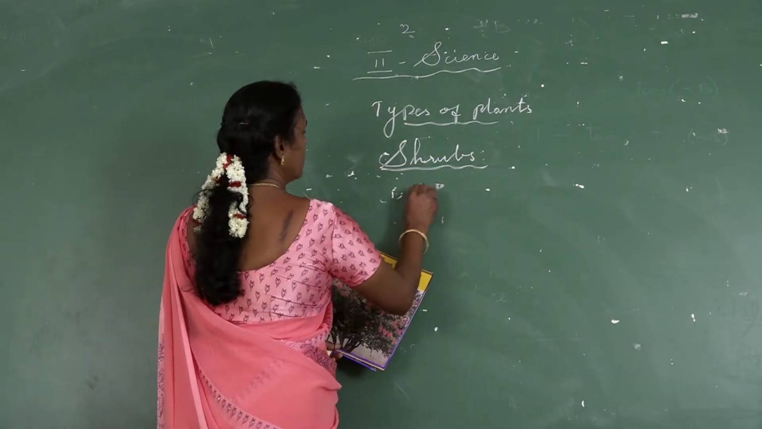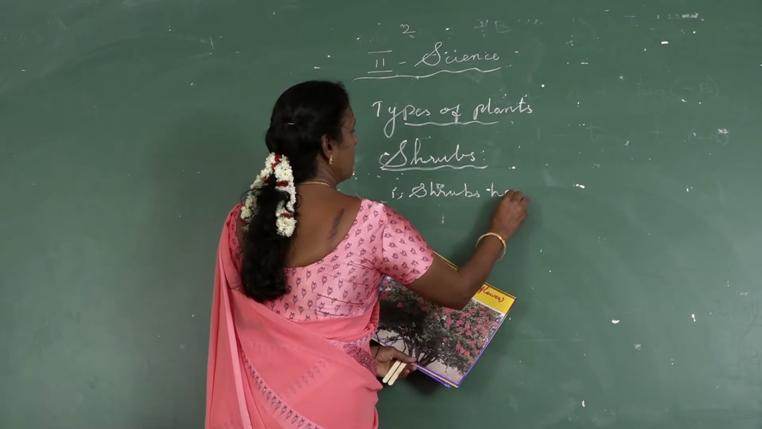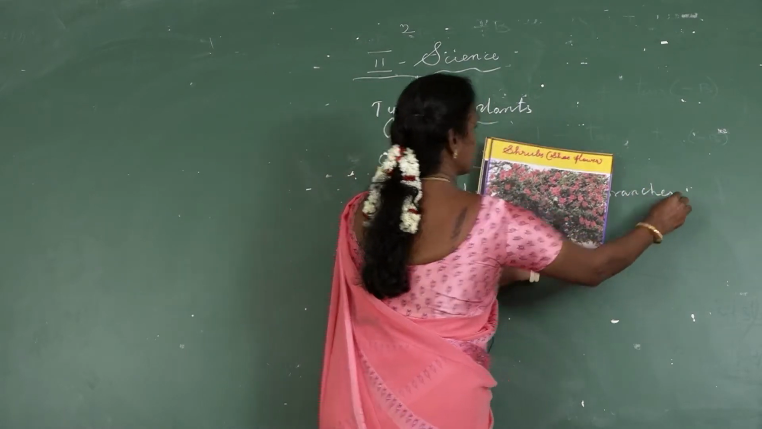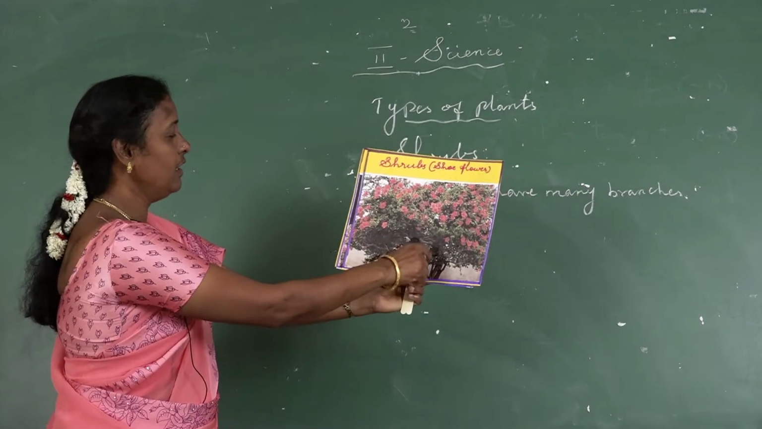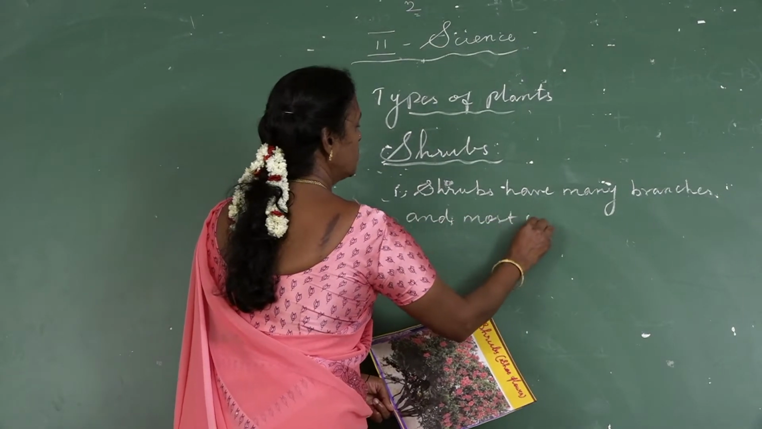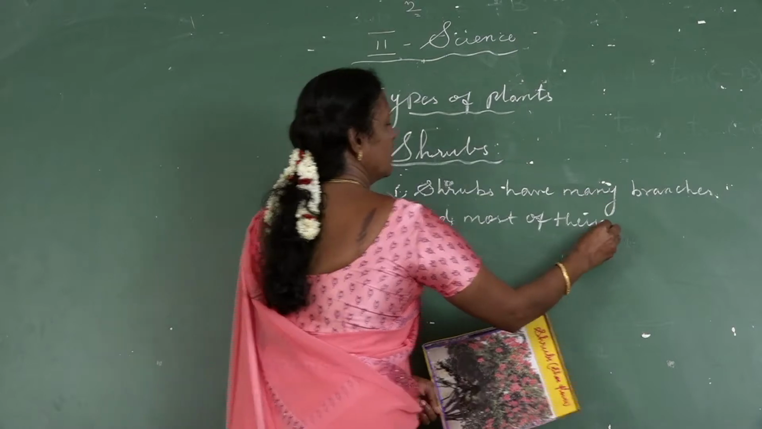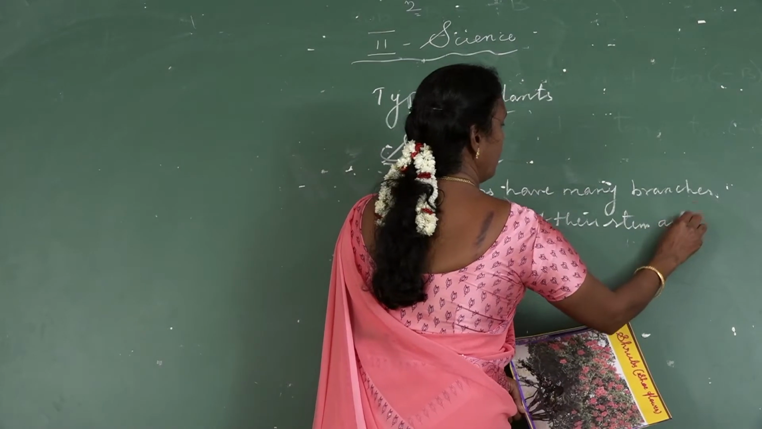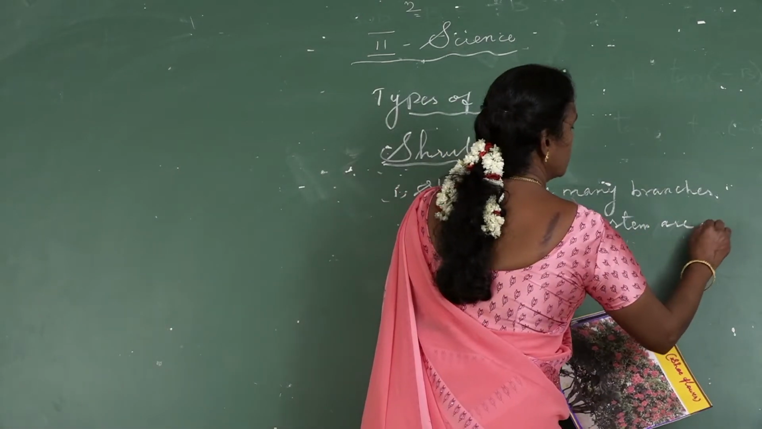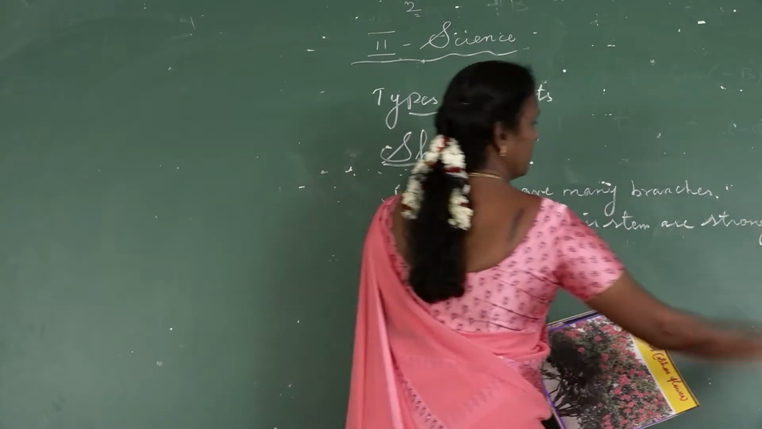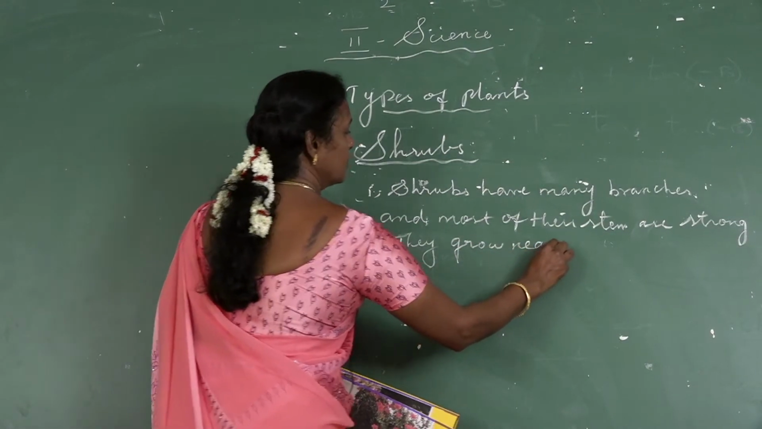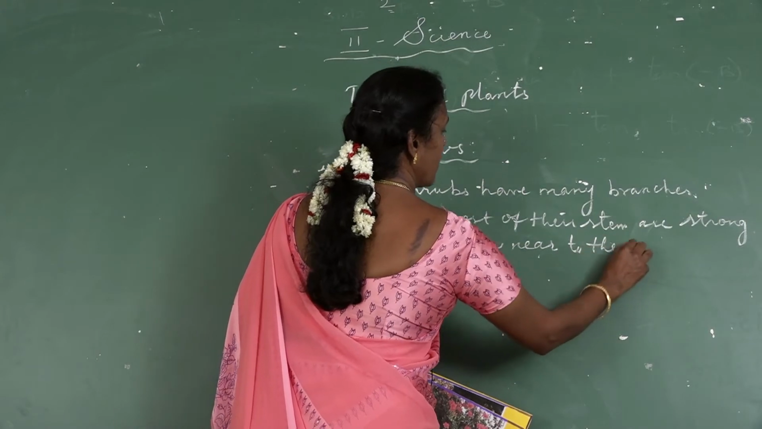Shrubs have many branches. And most of their stems are strong. They grow near the ground.